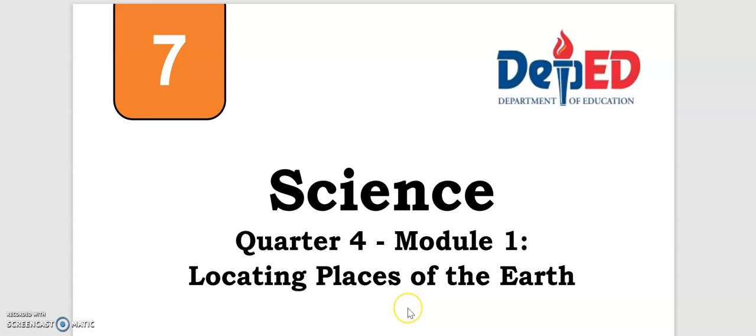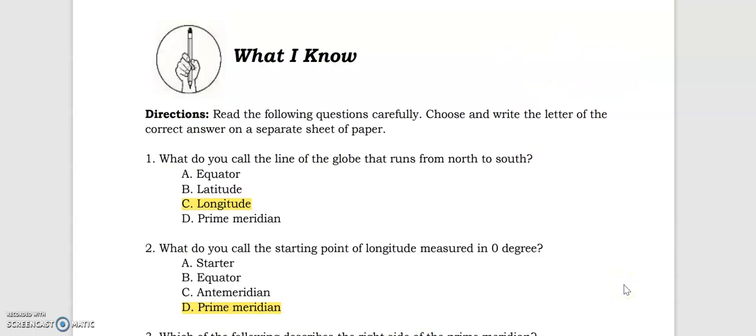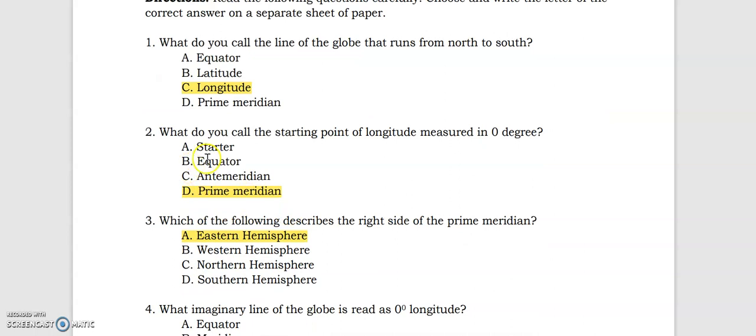So we're going to discuss now part 2 of quarter 4 module 1, and it will specifically discuss the topic about longitude. Let us start the lesson by discussing the "What I Know" portion for the part 2, or the longitude part. So what do you call the line of the globe that runs from north to south? That's longitude. What do you call the starting point of longitude measured in 0 degree?